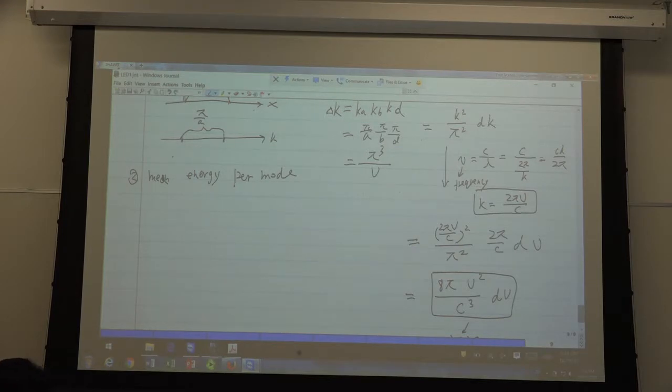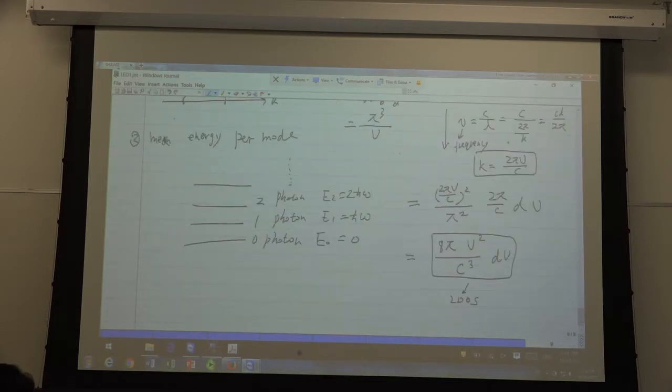It's not difficult. For each mode, we can have 0 photon, with E0 equal to 0. If we have 1 photon in this mode, E1 equals h bar omega. H bar is just the reduced Planck constant. If we have 2 photons, E2 is 2 h bar omega. These are many different cases. We don't know how many photons are in each mode.